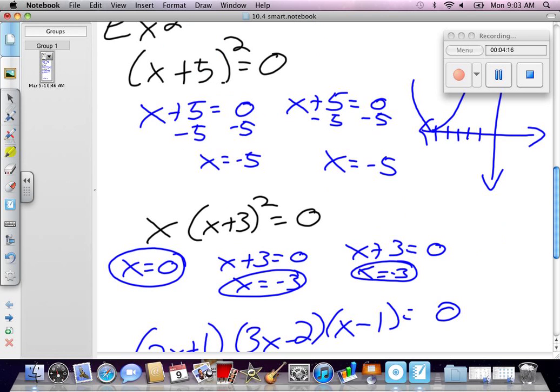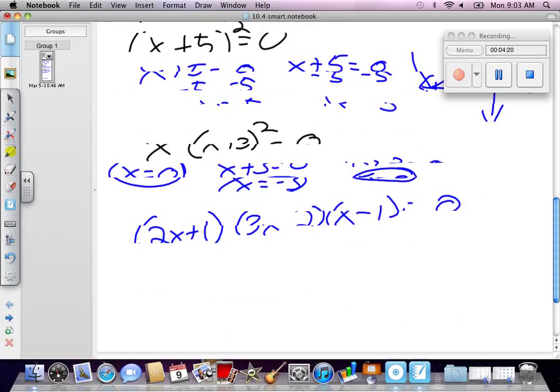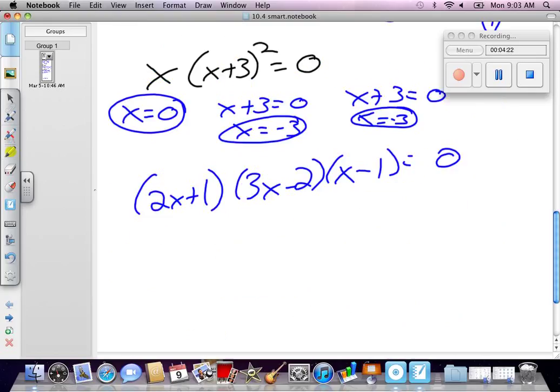All right, let's turn it over and do the last 3. x plus 2, 2x plus 1, times 3x minus 2 times x minus 1 equals 0. So there's 3 of them. So you're just going to have 3. 2x plus 1 equals 0. 3x minus 2 equals 0. And x minus 1 equals 0. And then you got to solve all of them.